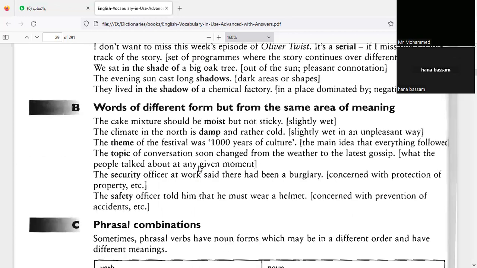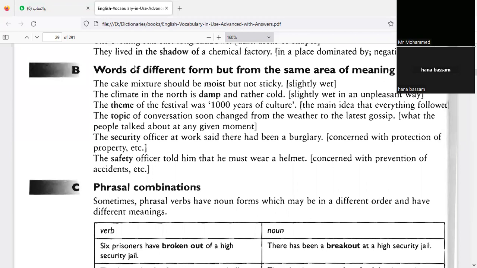Now let's move to section B. Words or phrases of different form, يعني شكلها مختلف, but from the same area of meaning, لكن قريبين في المعنى. Like for example, the first one: the cake mixture should be moist but not sticky. So what does it mean, moist? Slightly wet. Like when I say, her eyes were moist with tears.